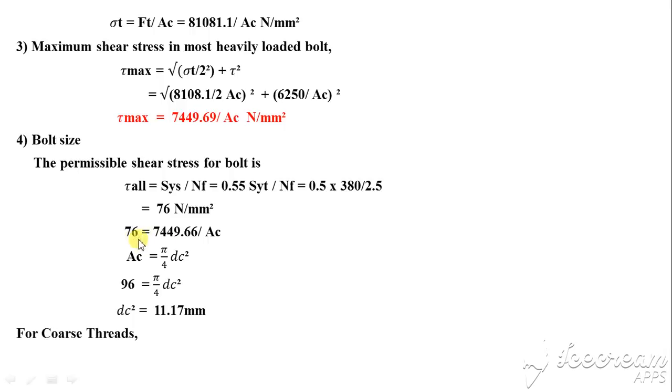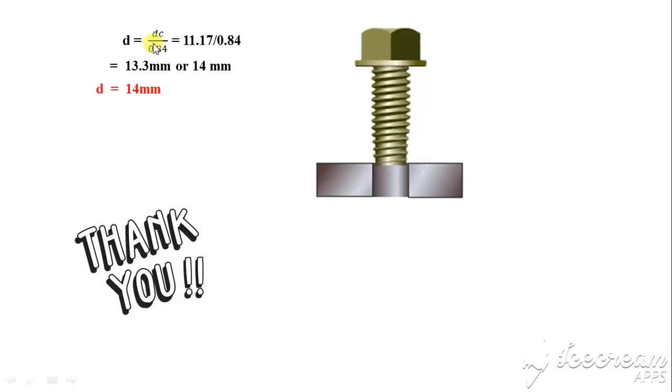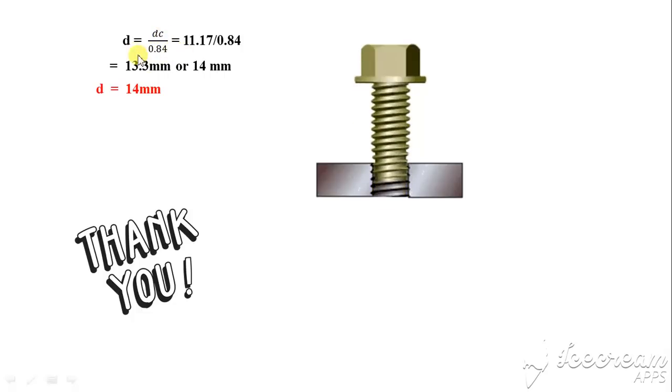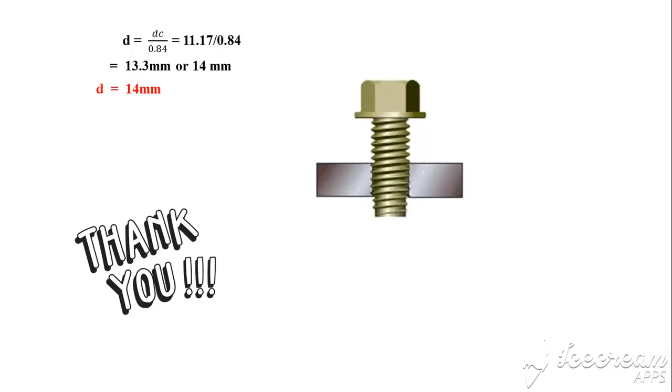For this, putting the equation which we have calculated in terms of AC, you can find out the core diameter DC, and by the relation for coarse threads, DC upon 0.84, the nominal diameter D can be found out as 13.3, so round up to the next digit as 14. So for this case, the maximum shear stress theory is utilized to design the bolt system, and here the answer is M14. So an M14 bolt is used.